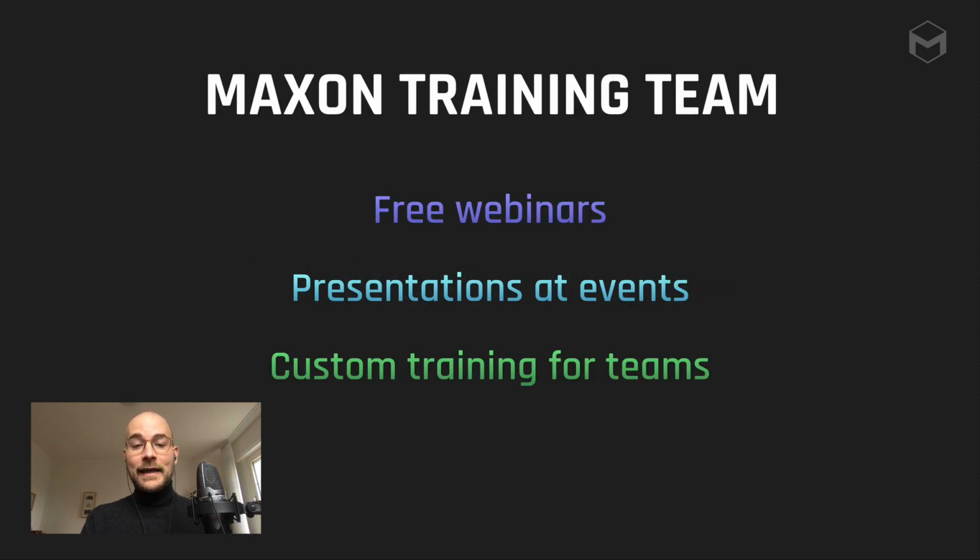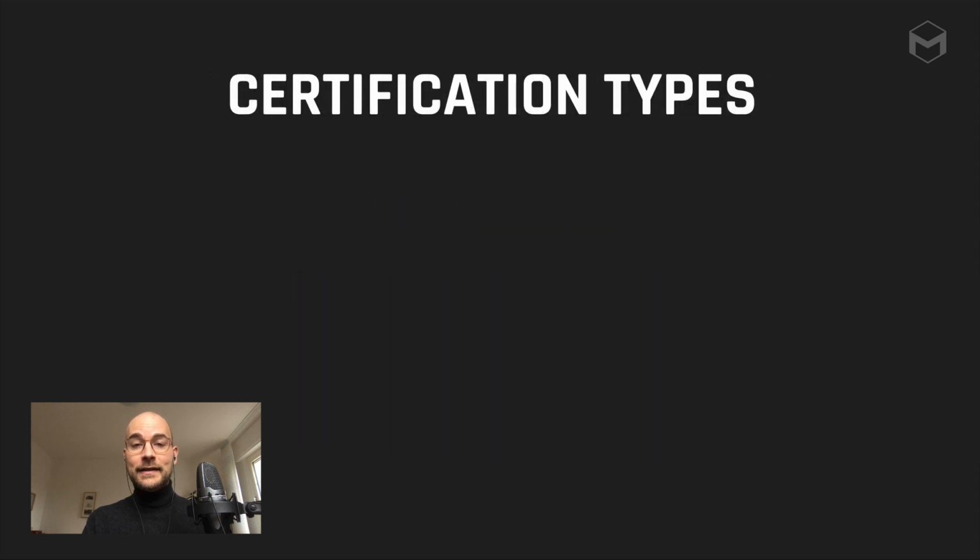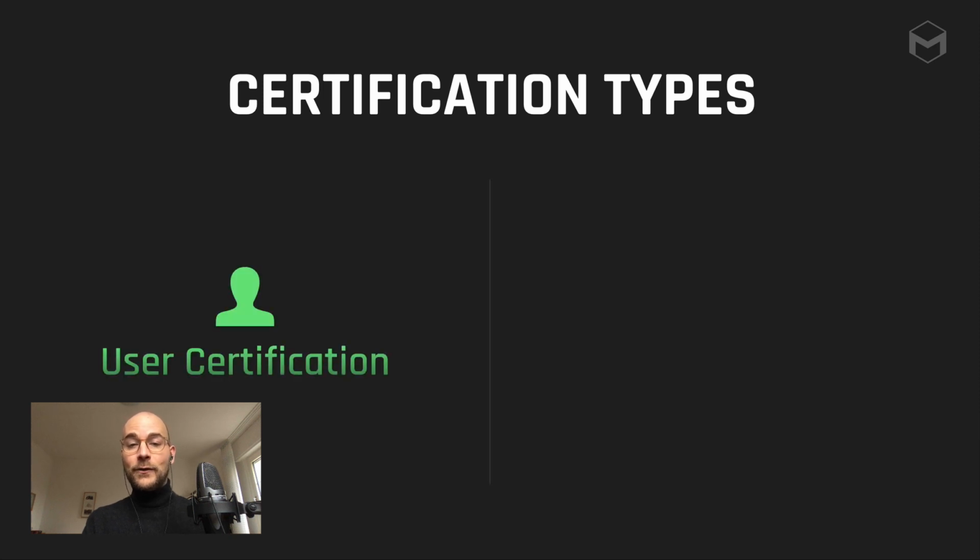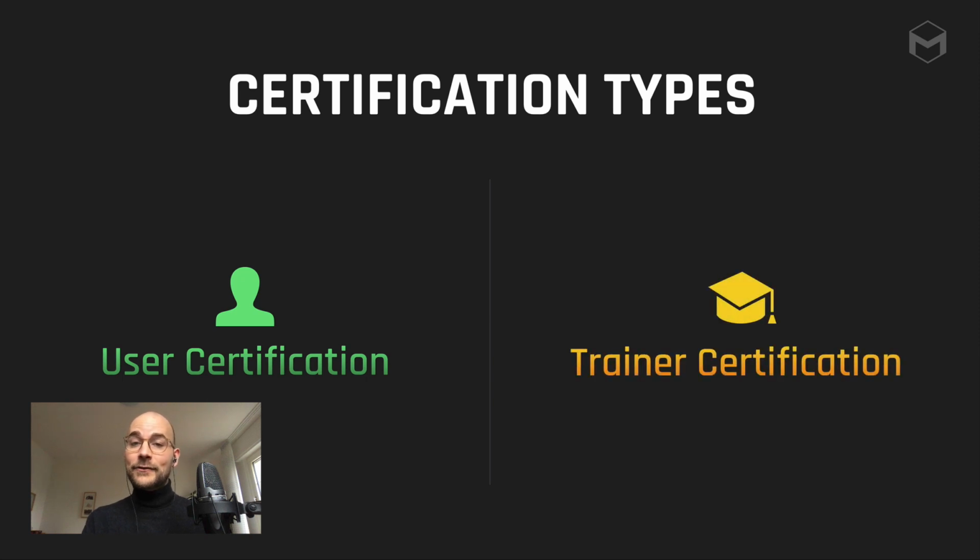Great. So the last thing that is on the list here is certification. So if you are interested in becoming certified, I want to show you what certification types we offer. So first of all, there is the user certification, and then there is a trainer certification. Those are the two types. And as a trainer, you are allowed to offer Maxon certified training and also to certify users.